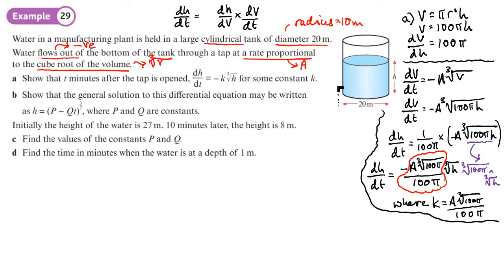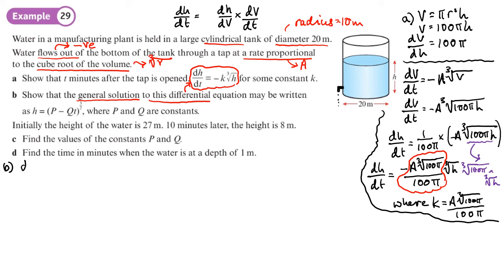Part B, and we'll do part B over here: show that the general solution, and general solution means that we're not working out what the constants are, to this differential equation. Now which one? The one that we've just done? No, this one. Yeah, so it's very important that you're not trying to do it with the one that you've worked out, but the one that's given, this differential equation may be written in that form.